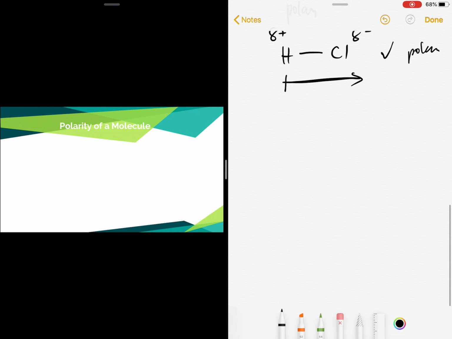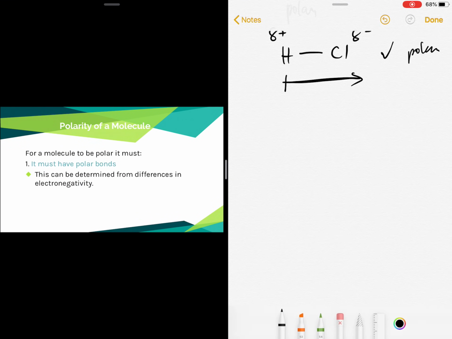Okay, polarity of a molecule. For a molecule to be polar, it must have polar bonds. It means there should be an unequal sharing of electrons. Number 2, this can be determined from differences in electronegativity. So you can actually determine whether a bond is polar or non-polar by looking at the differences in electronegativity. There are specific range of values that lets you know whether it's non-polar, polar, or ionic.